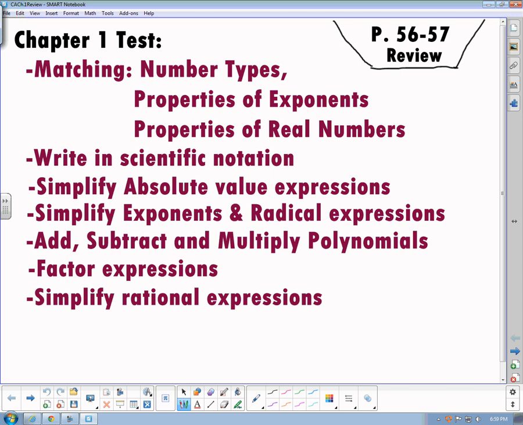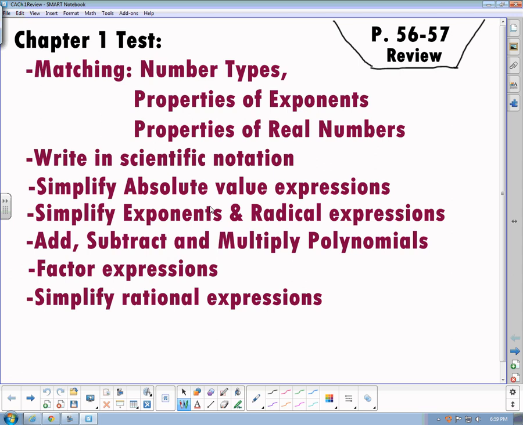Then you'll have to write some things into scientific notation and also take some things in scientific notation and write them as a number. You'll have to simplify some absolute value expressions, simplify exponents and radical expressions, like taking the square root of things or the fifth root of things. Then add, subtract, and multiply polynomials, which is also add, subtract, multiply algebraic expressions. You will have to factor expressions and then also simplify rational expressions, which means add, subtract, and multiply fractions.